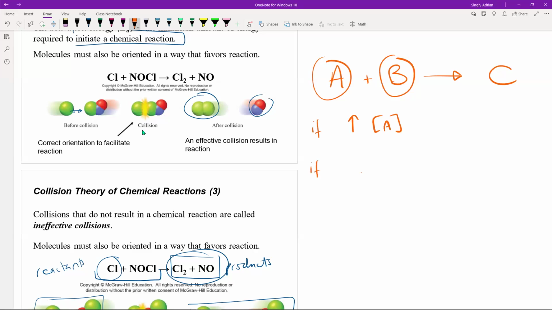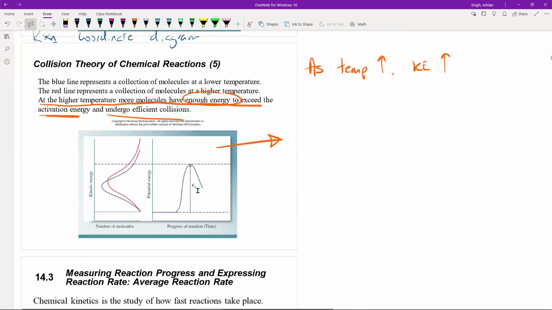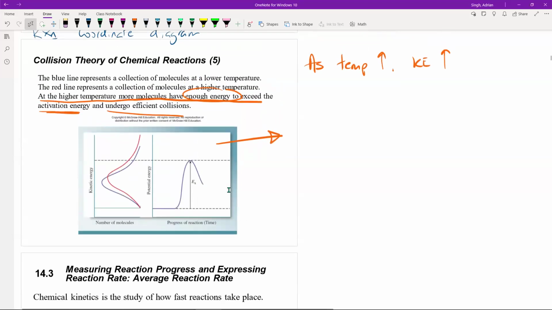Similarly, if I increase the concentration of B, increase the number of B particles in there, I simply increase the number of collisions, and if I increase the number of collisions, there is more opportunity for those collisions to be effective, and as a result, the rate is going to increase. Okay, so that's a very generic overview of why increasing concentrations and why increasing temperatures lead to an increase in the rate of a chemical reaction.